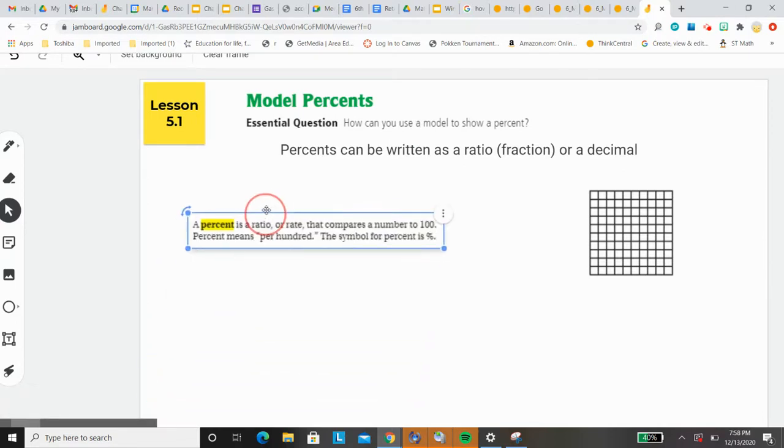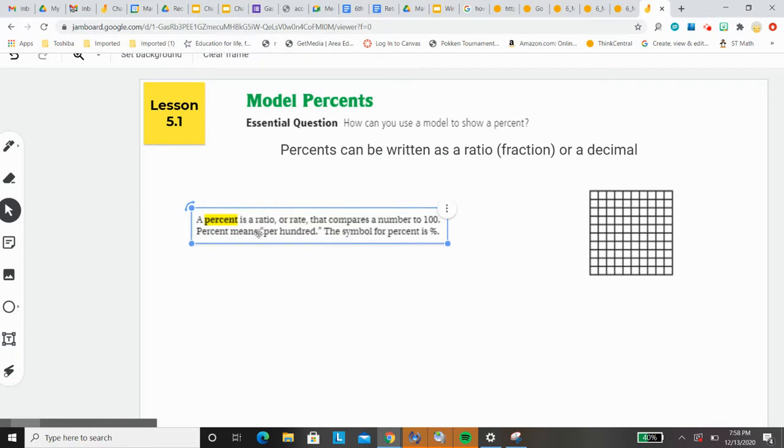Now, we know what percents are because when we go to the store, we see 10% off something or 20% off, et cetera, et cetera. Well, a percent is a ratio or a rate that compares a number to 100. This is really significant. It compares a number to 100. Percent means per 100. The symbol for the percent is the percent sign.